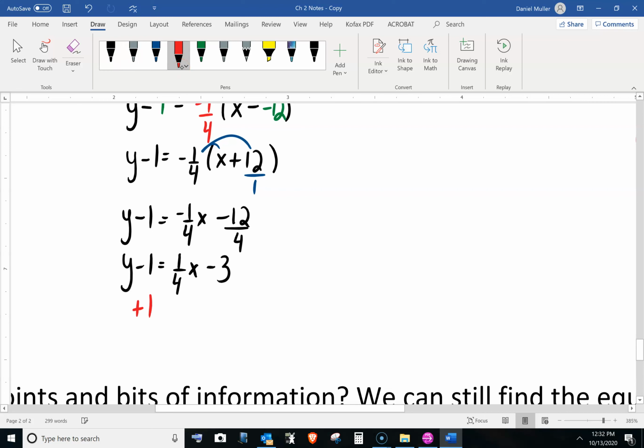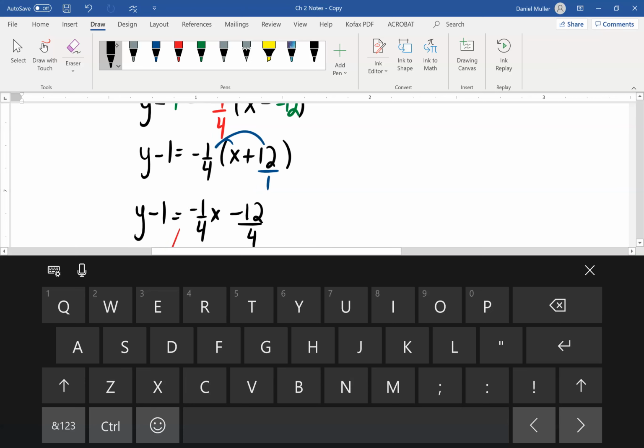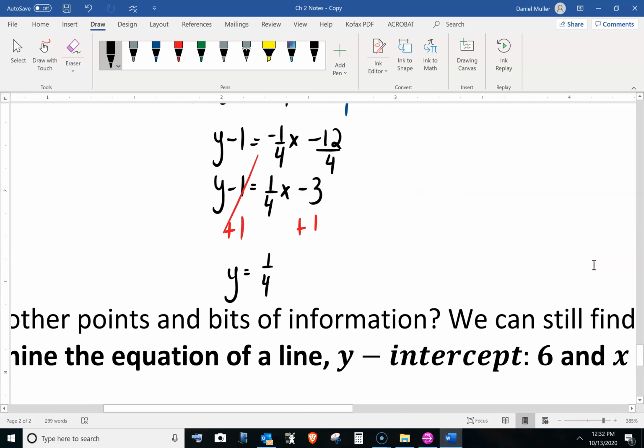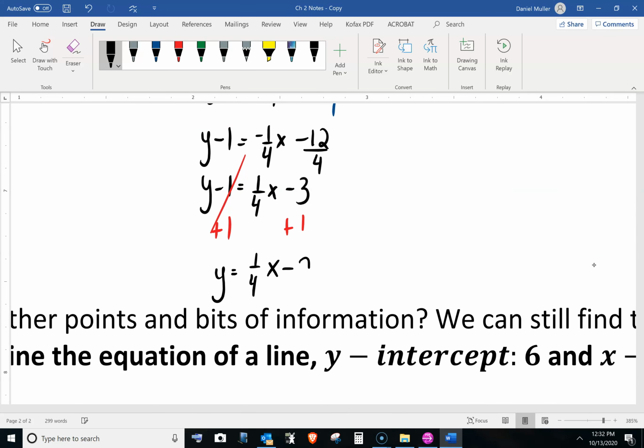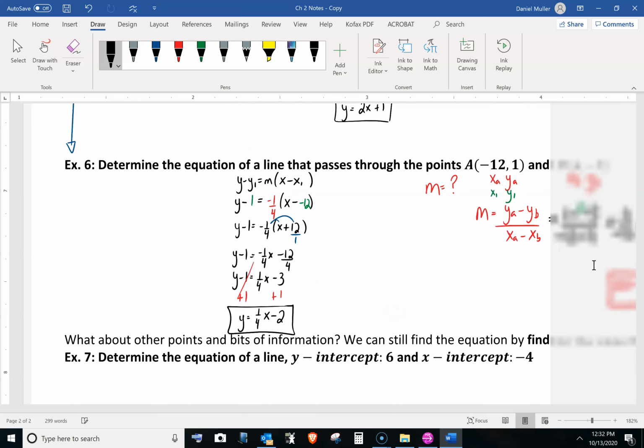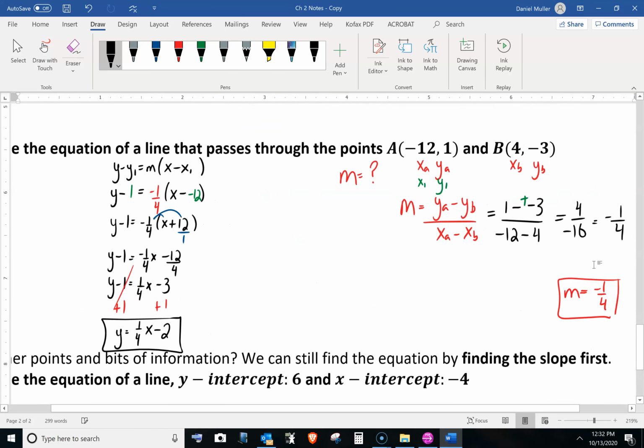And then you can add the 1 over to get the y alone. So those are gone. Y equals a quarter x minus, negative 3 and positive 1 is going to be a negative 2. So x minus 2. So lots going on in that question. I'll zoom out here in case you want to take a look at it.